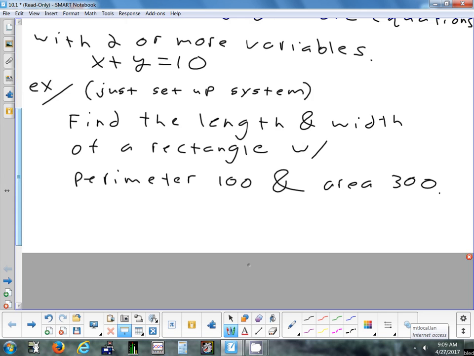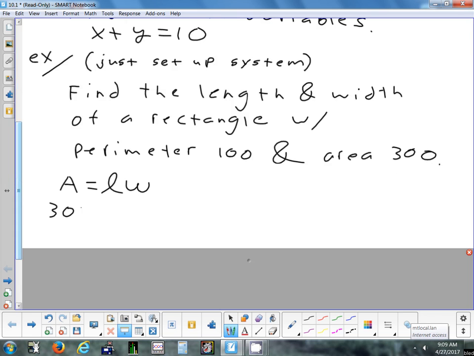Okay, so let's start with the formula for area. What's the formula for the area of a rectangle? Yeah? Length by width. Yeah, so the area is length times width. And what did they tell us the area is? 300. So I'm going to fill that in. L times W.